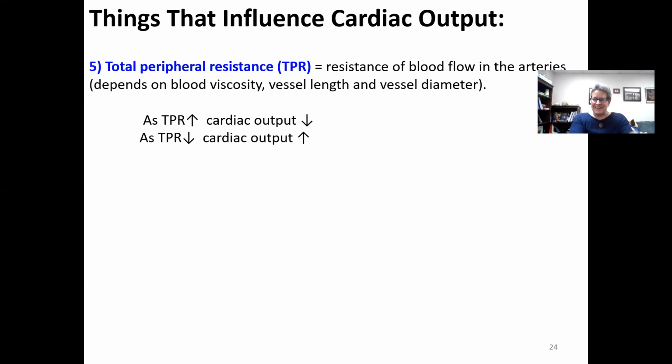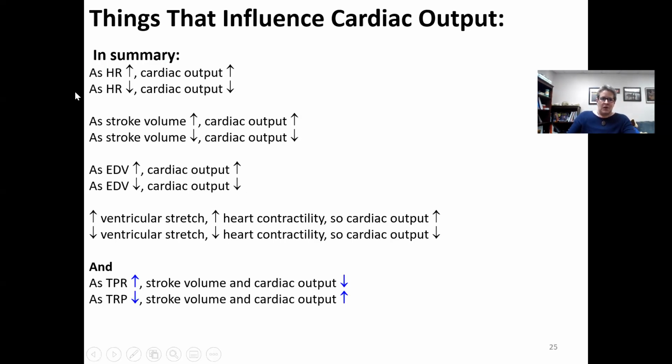All right. So let's look at all of these things together. Notice that as heart rate goes up, cardiac output goes up. As it goes down, so does cardiac output. In fact, if you look at each of these factors, stroke volume, end diastolic volume, stretching of the ventricles, if one arrow is going up, cardiac output's going up. And if that other factor is going down, cardiac output is going down. But for resistance, it's inverse. One arrow is going up, cardiac output goes down. If resistance goes down, cardiac output goes up.